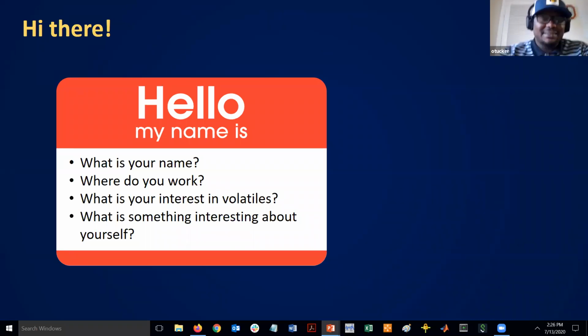Hi, I'm OJ Tucker. I work at NASA Goddard in the Solar System Exploration Division. And my interest in volatiles is, in general, how rarefaction affects the escape of volatiles from planetary atmospheres and surfaces. Regarding the moon, I'm interested in how volatiles have been lost through atmospheric escape over its lifetime, and also how the solar wind generates the exosphere.